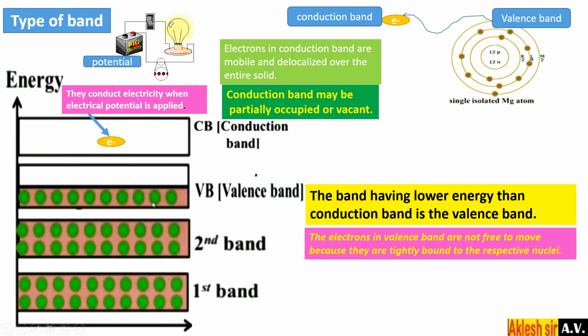So how does the electron get free, when it was tightly bonded by the atoms? If you apply the potential difference, the electron will move from the valence band to the conduction band, and it will conduct electricity. Therefore it is given the name conduction band. Conduction band electrons are very free and they will conduct electricity. That's why the name conduction is given.